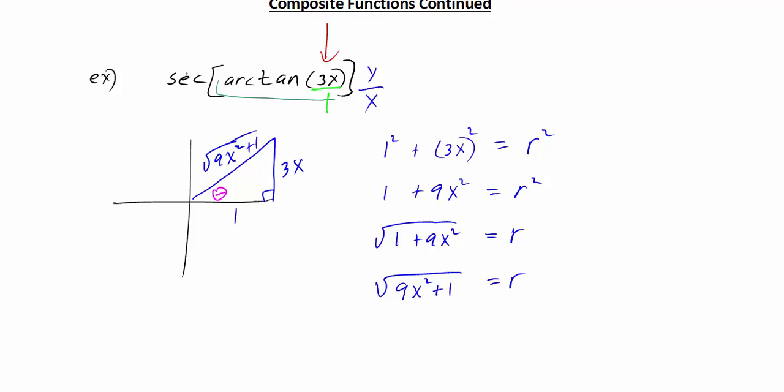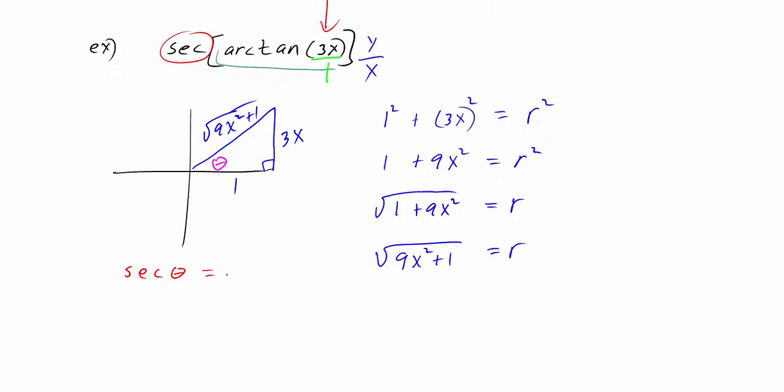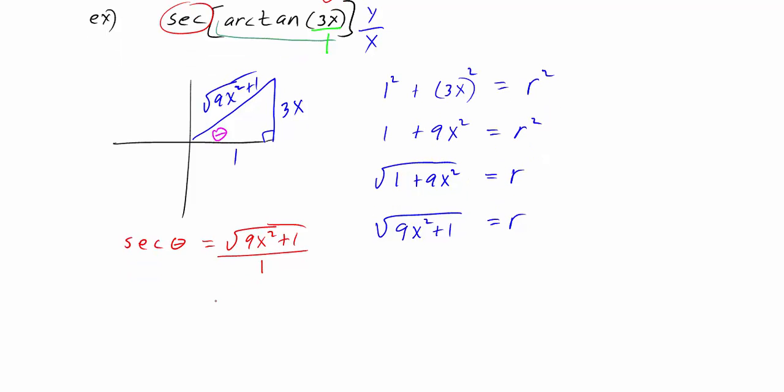And now we simply need to find the secant. Well, the secant of our angle theta is the reciprocal of our cosine function. The cosine function is our x value, right? Cosine is the x over the radius, so that means the secant is going to be the radius over our x value, which means we would have the square root of 9x squared plus 1, technically divided by 1, so therefore we could just write the answer as the square root of 9x squared plus 1.